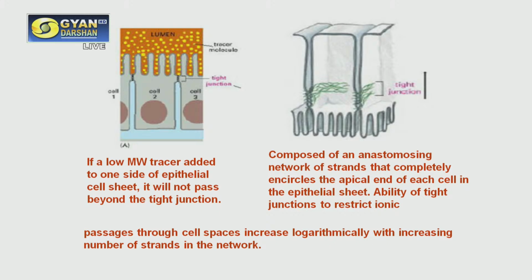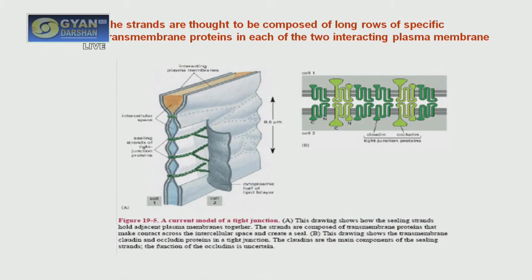So basically what are they composed of? They are composed of anastomosing thread-like structures, and on careful examination of this network, that is, the strands, I will come to the next slide. There you will see that it is composed of a series of proteins. The next slide shows how these tight junctions, or these strands, seal the cells together.